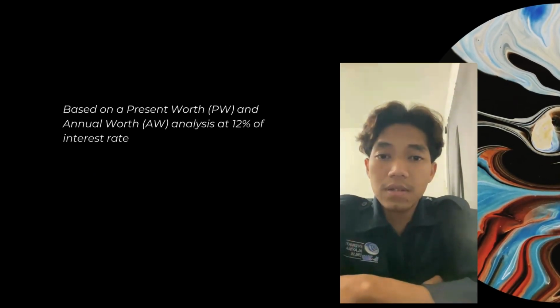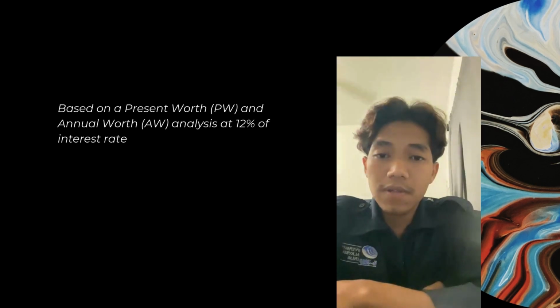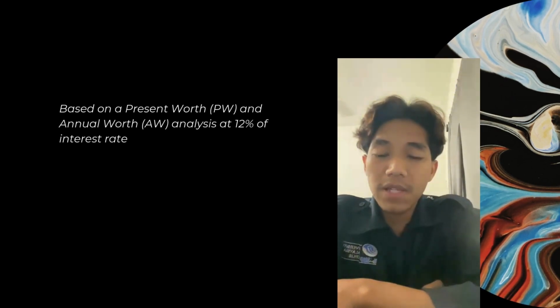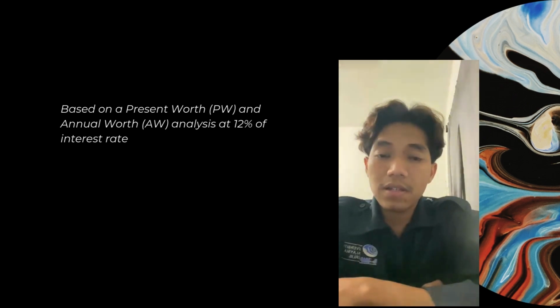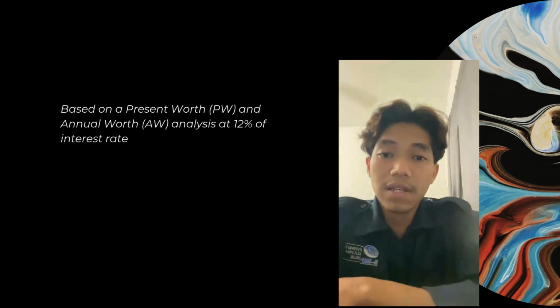So here is the summary of the given data. For material X, we have an initial cost of 15,000 ringgit. The maintenance cost is 9,000 ringgit per year, and the salvage value is 2,000 ringgit.